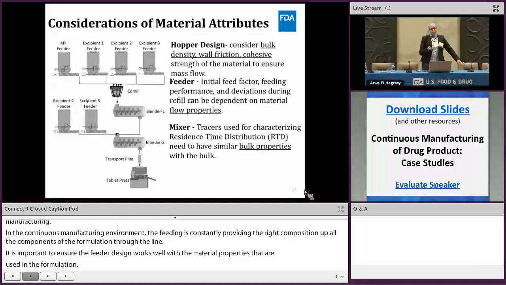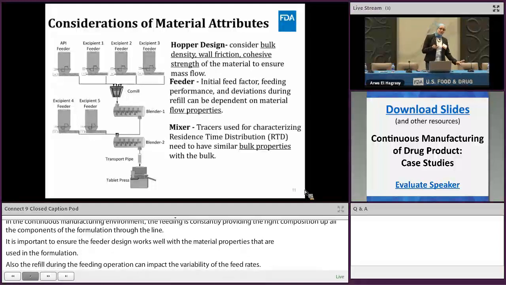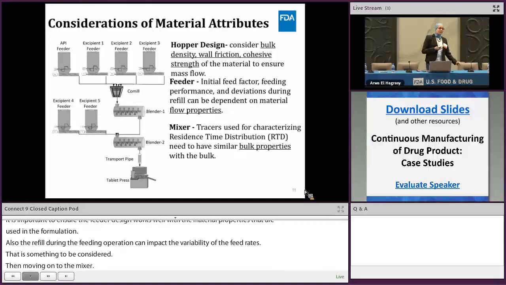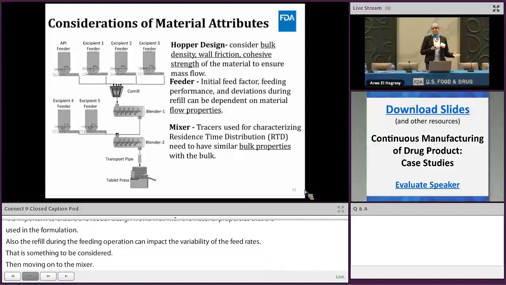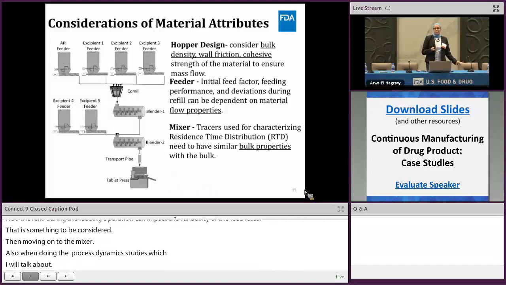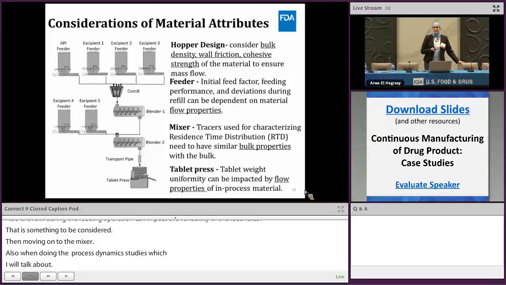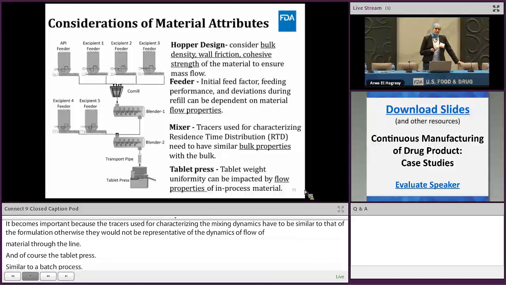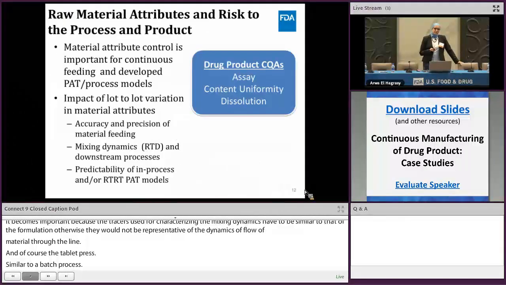Then moving on to the mixer, when doing the process dynamic studies, which I'll be talking about later, the material properties become important because the tracers that you use for characterizing the mixing dynamics have to be similar to that of the formulation, otherwise they would not be representative of the dynamics of flow of material through the line. And of course, the tablet press, typically, which is similar to a batch process, the flow properties would affect the tablet weight variability, so that's no different from a batch process.